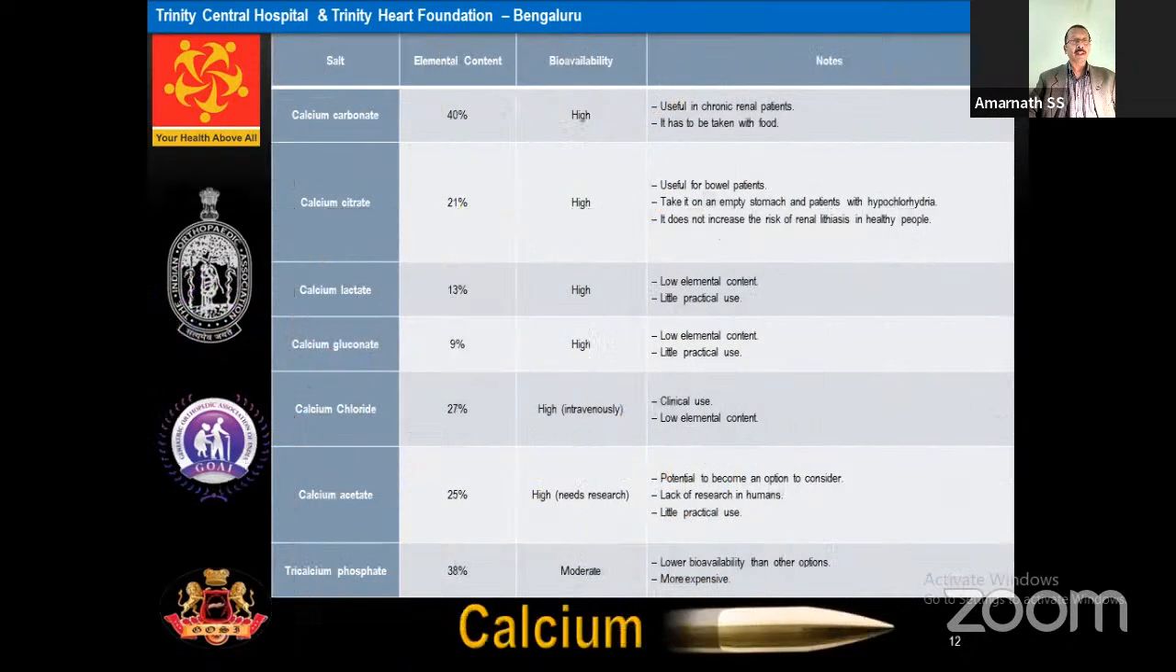Few pointers. I'll run through this busy slide. I'm not going to read the whole thing. Carbonate has a bigger elemental content, and next comes calcium citrate malate. These two are very well accepted. In the past, we used to talk about hypocalcemic tetany. Thankfully, we don't see much of it now. In that situation, we need to think about injectables to make sure the correction happens.